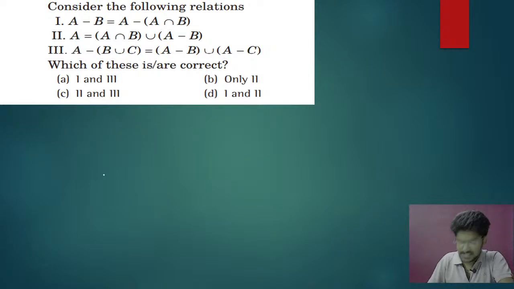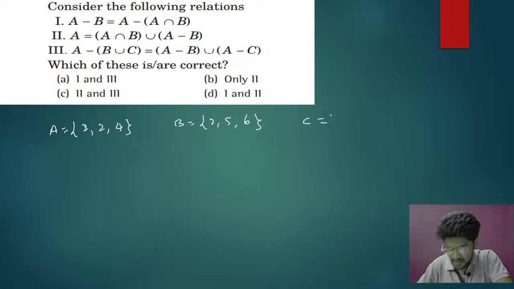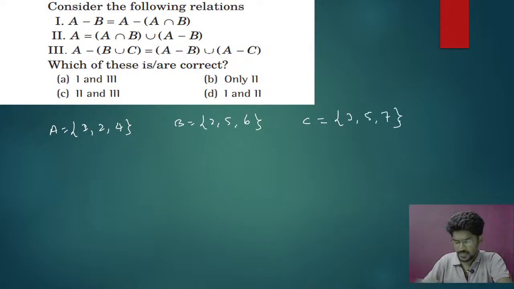Now let us go for the second statement. So what is our A? Our A is 1, 2, 4. What is our B? 2, 5, 6. And what is our C? Sorry, 1, 5, 7. Our C is 1, 5, 7. Okay. Now we have to check our second statement.